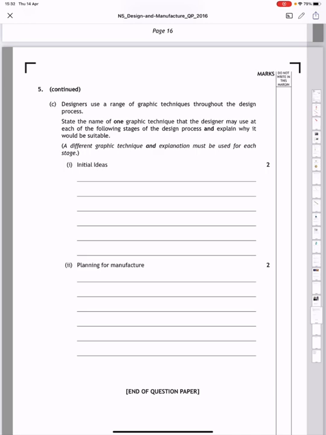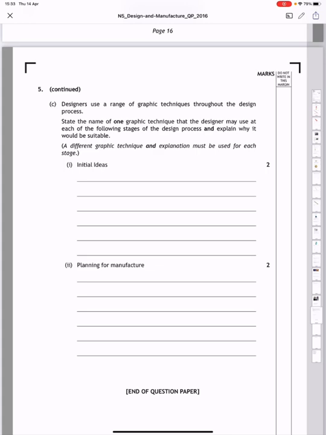So if we start with 2D sketches, these can be produced quickly and easily. 3D sketches show exactly what the design will look like. Exploded views show how the different parts of the idea fit together. Sectional views show internal structure. Rendered views show how the idea would look in relation to tone and texture. So any of these would be acceptable to get 2 marks.